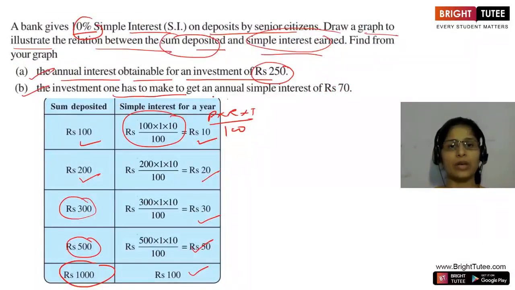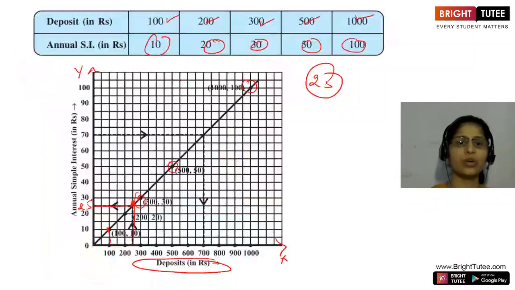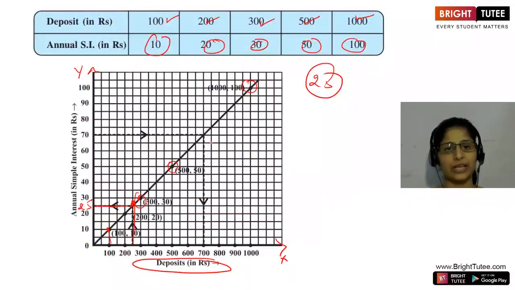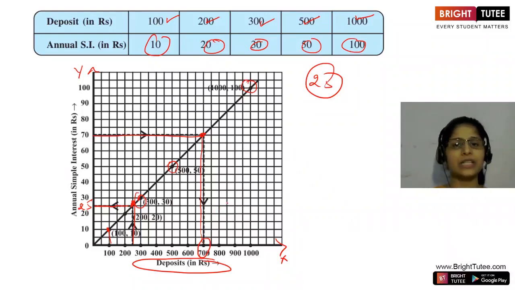Then we see the next question. Investment one has to make to get an annual interest of rupees 70. So you see on the line that we have drawn, straight line, take rupees 70. So 70 is here. At this value on the line, the interest is 70. Then the deposited money we see here is this one, that is 700. So for rupees 70 to be the interest, 700 is the amount to be deposited in the bank. Right. So this is how we solve this question. As you can see, daily life problems, the situations, they definitely can be represented using the graphs. Graphs are making it easier for you to read and interpret the result also.